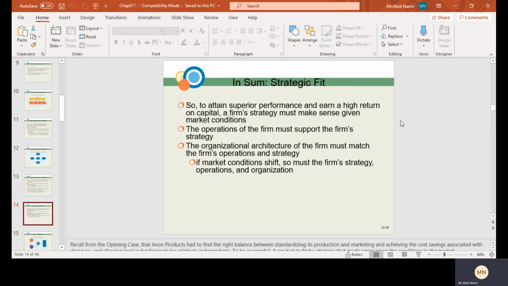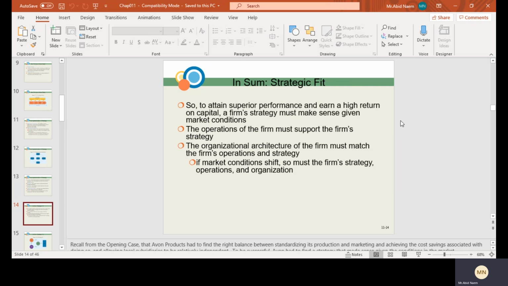In sum, to conclude, strategic fit is the answer for value creation of a firm as a value chain. So to attain superior performance and earn a high return on capital, a firm's strategy must make sense given market conditions. Where you are operating, where your business operations exist, you have to understand the environmental factors because they are going to directly impact your organizational performance. And secondly, the operations of the firm must support the firm's strategy.